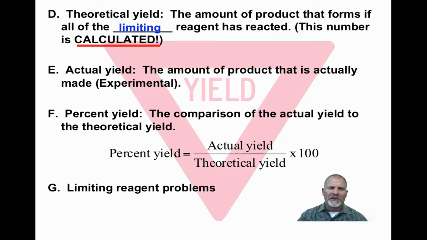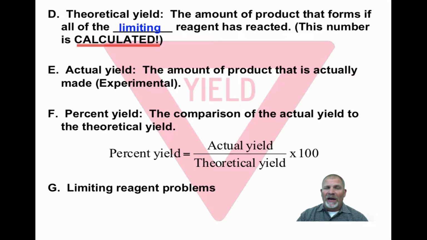Some more key terms you need to know are theoretical yield, actual yield, and percent yield. Theoretical yield is by calculation on a piece of paper. That's what you're going to be doing every single time. By default, theoretical yield is in units of grams, and it's grams of a product. So with this, you will always be going after theoretical yield.